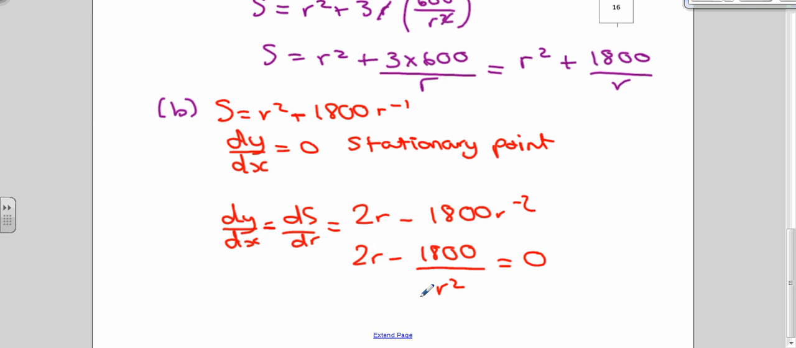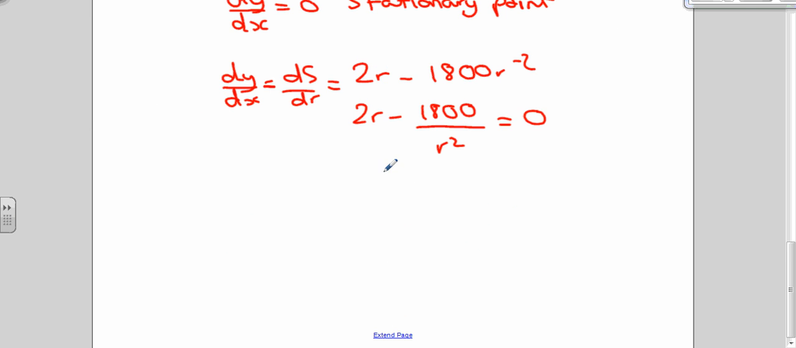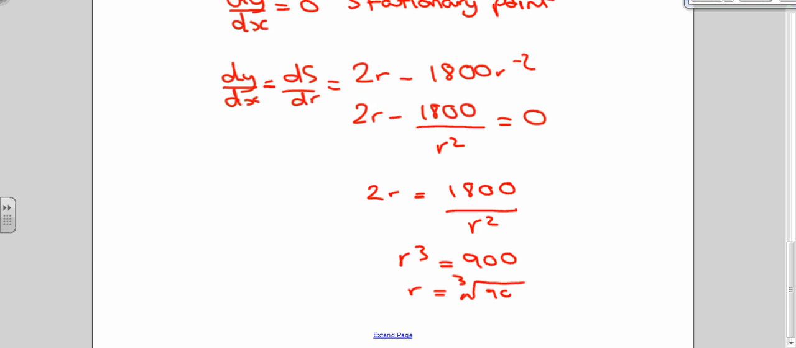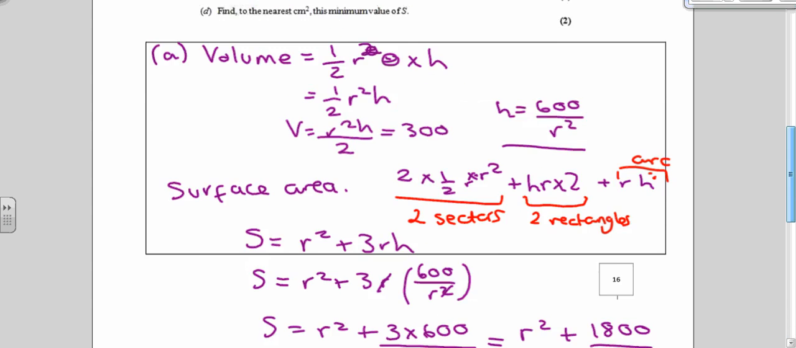And of course we're looking for where that is equal to 0. So I'm going to take the 1800 over r squared to the other side, so that'll give me 2r equals 1800 over r squared. I'm going to multiply through by the r squared and divide by the 2, which will get me r cubed equals 900. So now to find r, I just find the cube root of 900, which gives me 9.65 centimetres. So that is where the stationary point is.